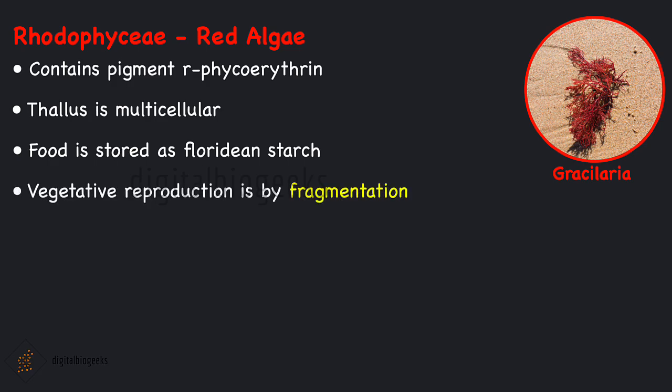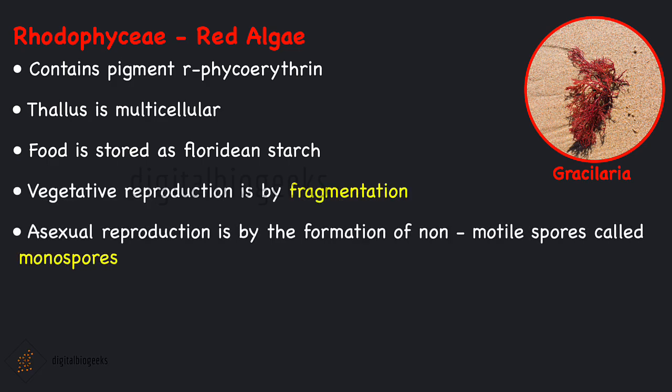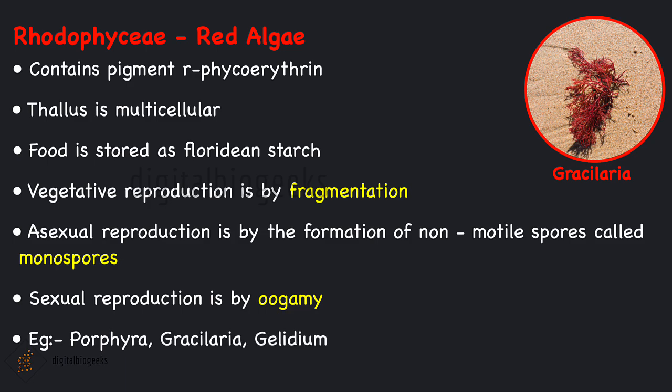Vegetative reproduction is by fragmentation. Asexual reproduction is by the formation of non-motile spores called monospores. Till now we saw that in green algae and brown algae, asexual reproduction happens by motile spores called zoospores. But in Rhodophyceae, asexual reproduction happens through monospores. They are walled, non-flagellate and spherical cells. They are carried by water currents and upon germination they produce a new organism. Sexual reproduction is by oogamy. Examples are Porphyra, Gracilaria and Gelidium.